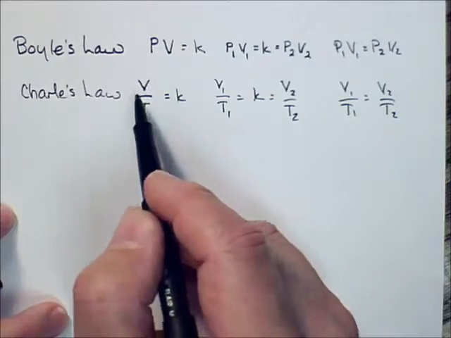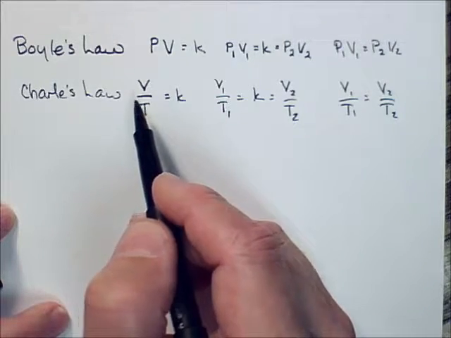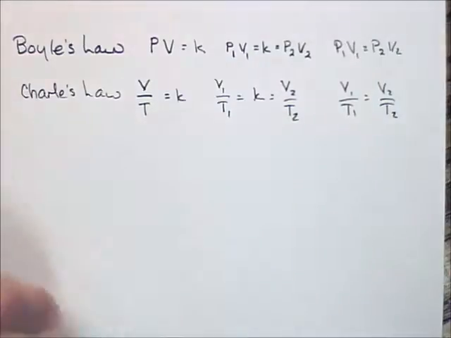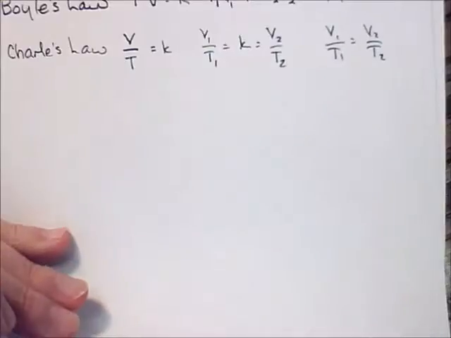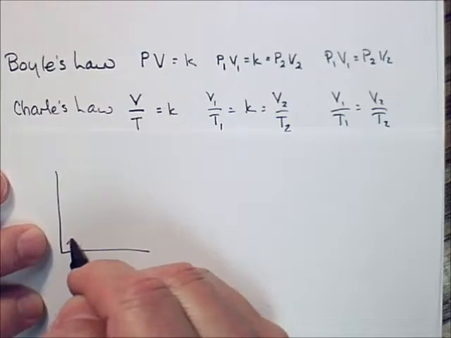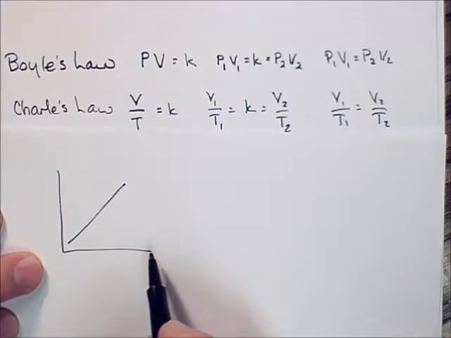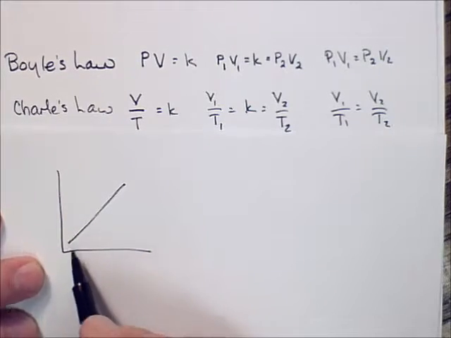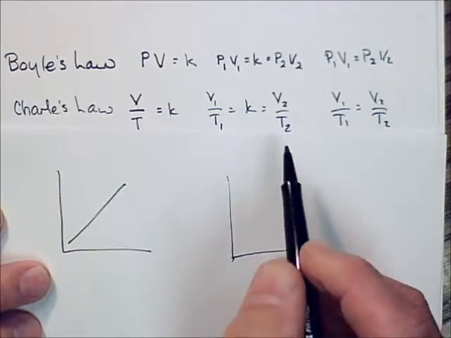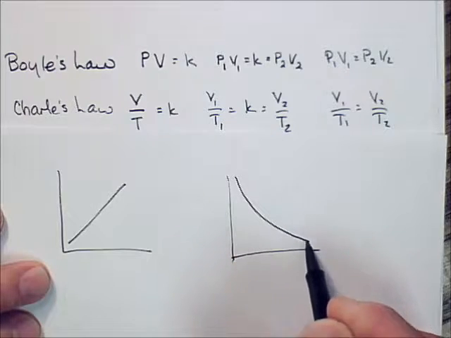Now, this kind of relationship is called a direct relationship. It means that if we have a graph of this, it goes up like this. It goes in that direction. As long as the volume is going up, the temperature is going up, or depending on which side you've got, which one of those is your independent variable. Boyle's Law has an inverse relationship. If pressure goes up, volume has to go down, so you end up with this curve.